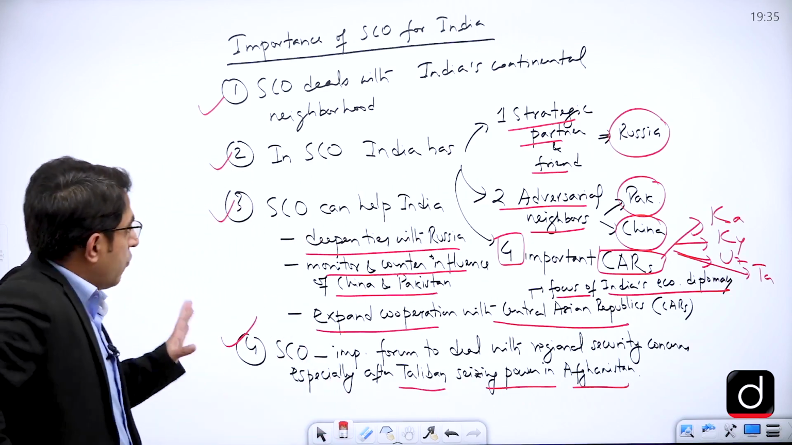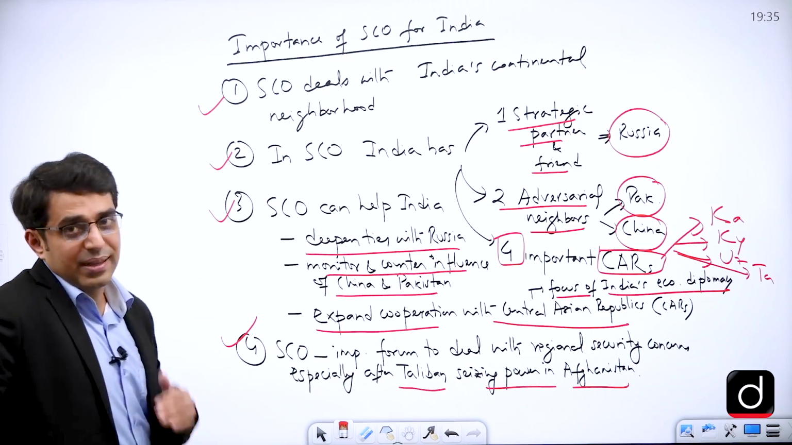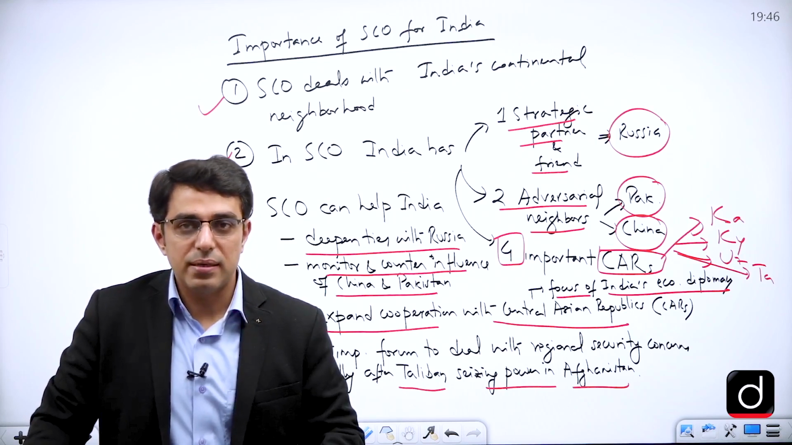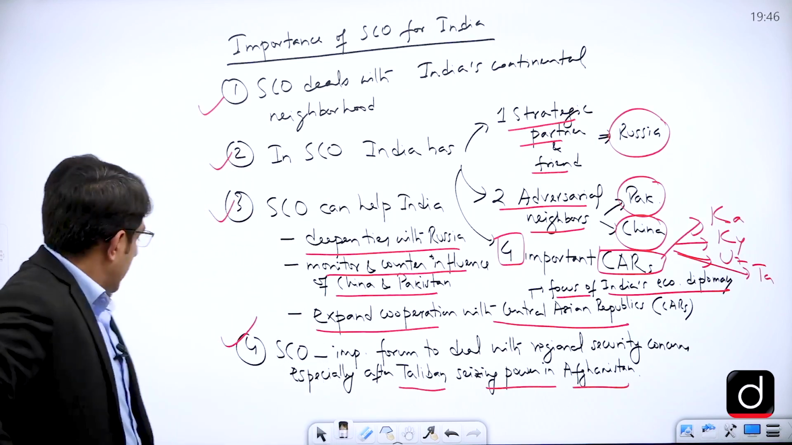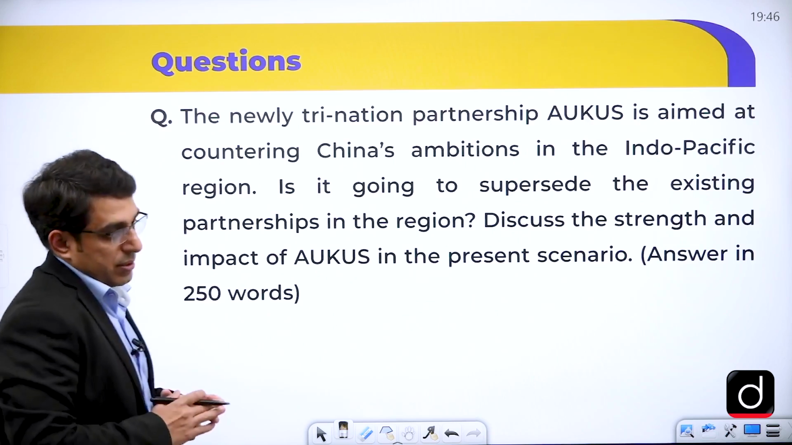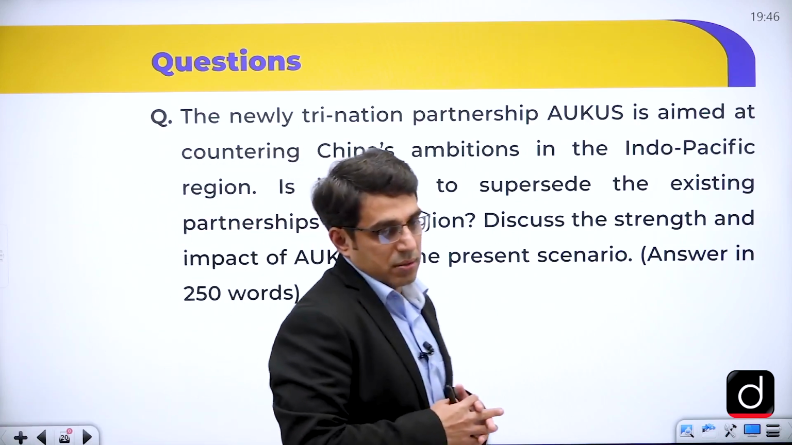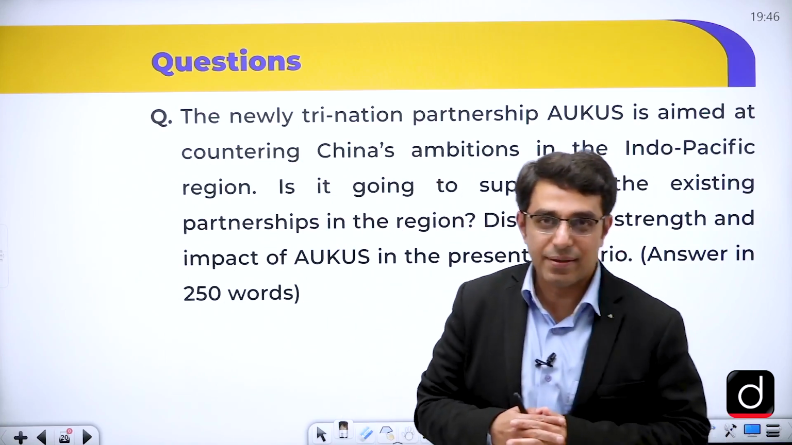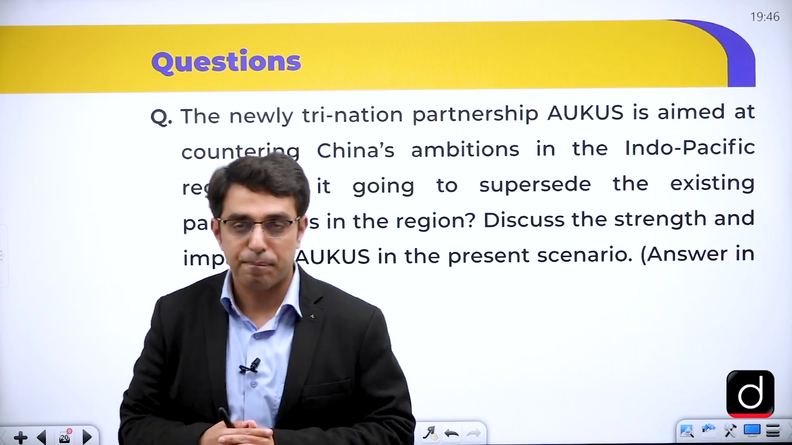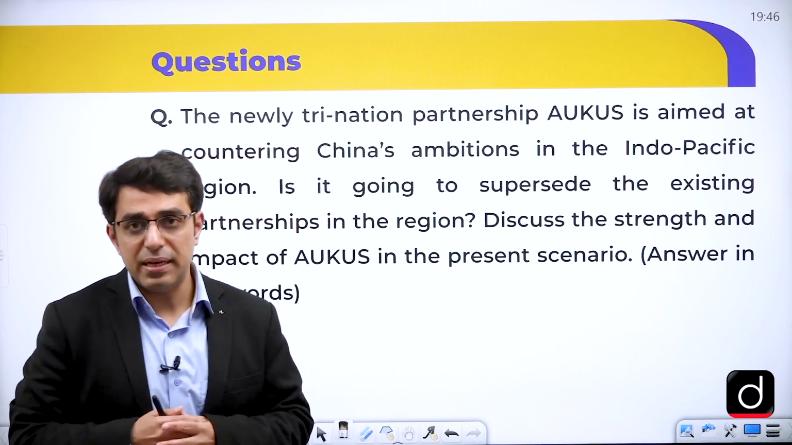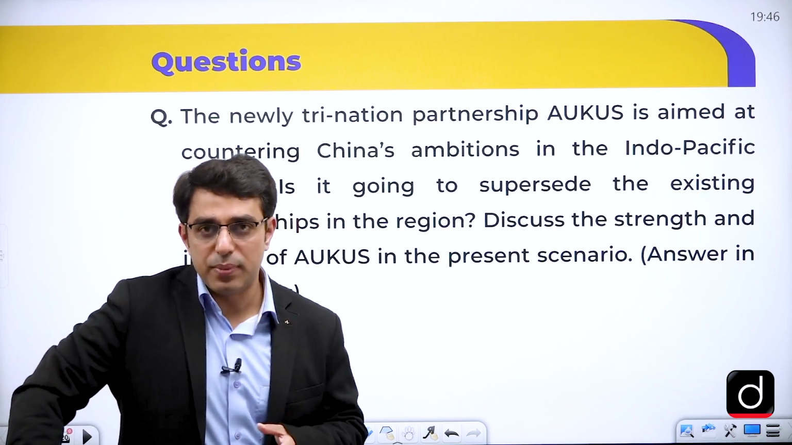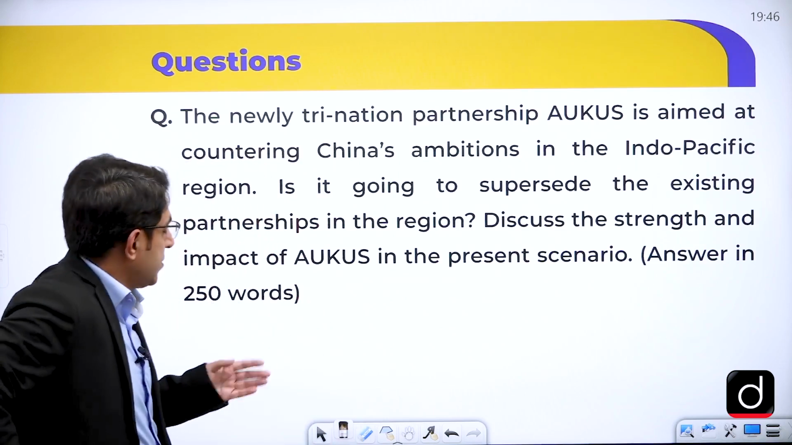So, this is what we should be writing in this question, and that is how we should answer this question. Now, let us see the next question. The next question is about AUKUS. This AUKUS is a new security alliance that has been established by the US, UK and Australia, and it has been in the news. So, it is a very current-oriented question that the UPSC has asked, and a direct question.